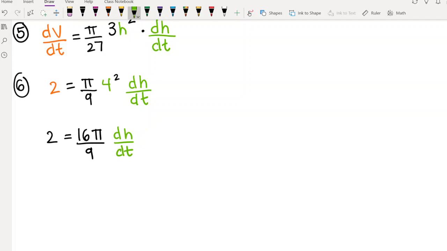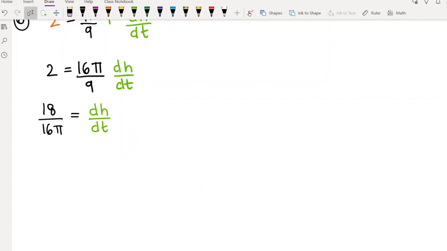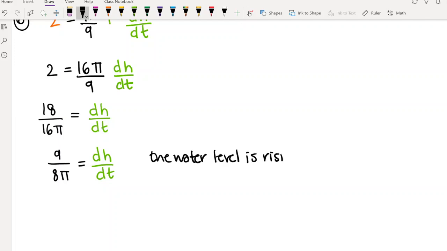And so to solve for dh/dt, we can multiply both sides by the reciprocal of 16 pi over 9. So that would be 9 over 16 pi. So if we multiply both sides by 9 over 16 pi, we will get 18 over 16 pi is equal to dh/dt. And then what does that simplify to? Well, they're both divisible by 2, so we get 9 over 8 pi is equal to dh/dt. So we can finish this off by saying that the water level is rising at 9 over 8 pi, and the units were meters per minute.